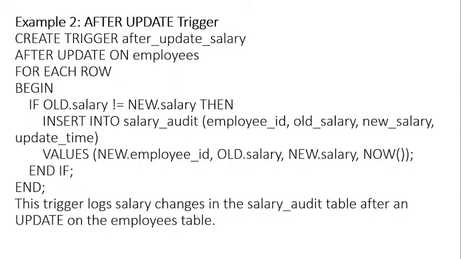Okay, so if old salary is not new salary, then insert into salary audit. So what this is doing now is saving this data in another table, so that when they want to look at actions that are queryable, they will go to that table and they will see that this salary was changed at some time. So that's what this code is saying.